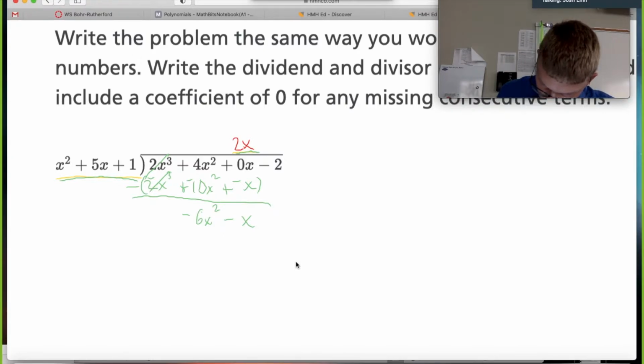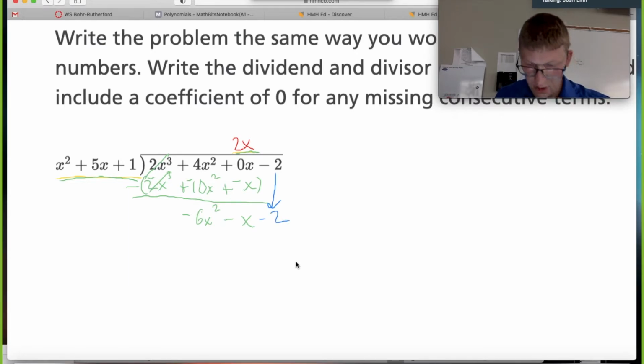So then you're going to bring this guy down, minus 2. So now you're going to do the same thing over again. So we've got negative 6x squared. We've got an x squared here. So I would say negative 6. Negative 6.